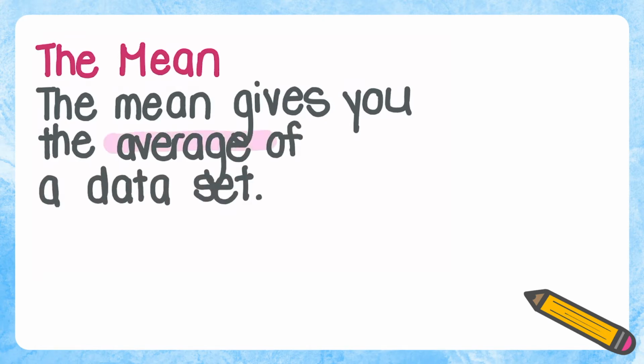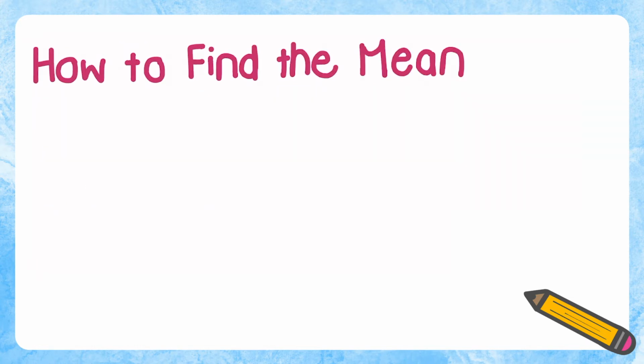So if you're in sports, think about how they always mention, oh, the average score for this player, or the average something for this team, or average something for this player. So the mean is the average of a data set. So let's take a look at how to find the mean.